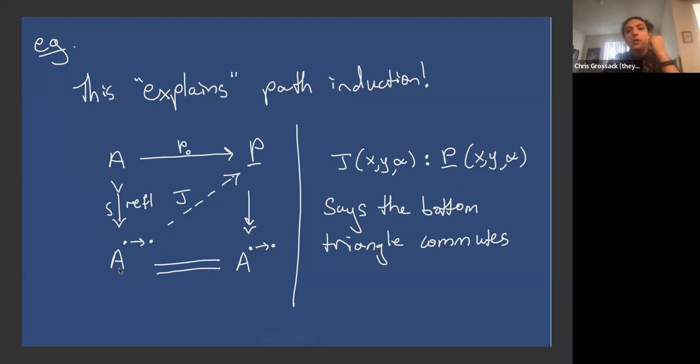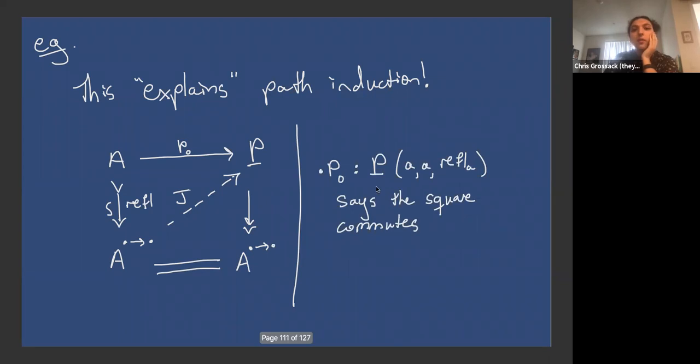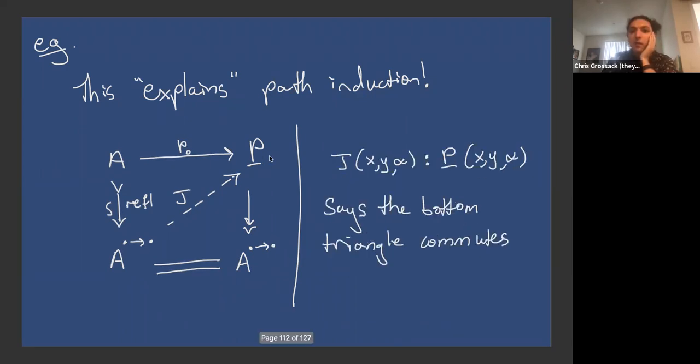And then what does the existence of this lift tell me? Well, it tells me that if I have this function P sending A to some guy in the fiber of A, A, refl A, then I have this lift J, which takes any old path, x, y, alpha, so alpha is a path from x to y, and spits out a path in the fiber P of x, y, alpha. And this term is exactly telling me the bottom triangle commutes, right? It's telling me that if I lift up and then project back down, I get back to the same place where I started.